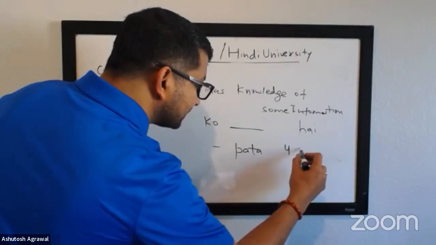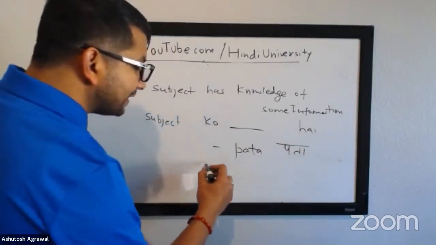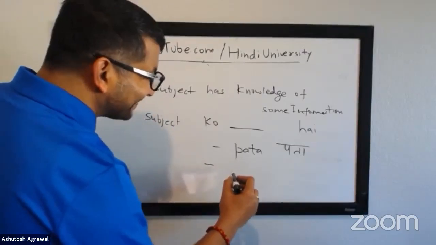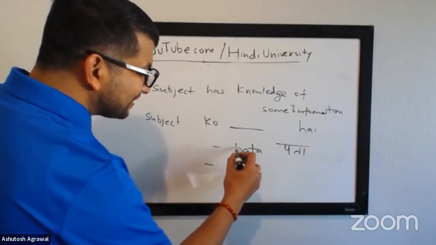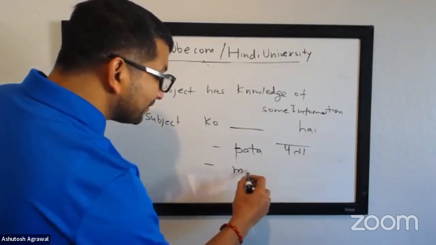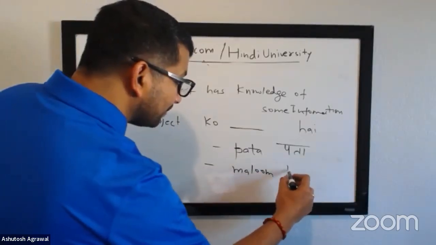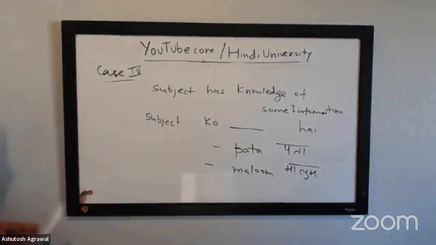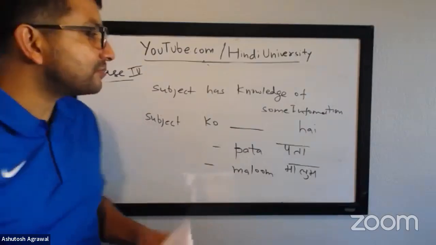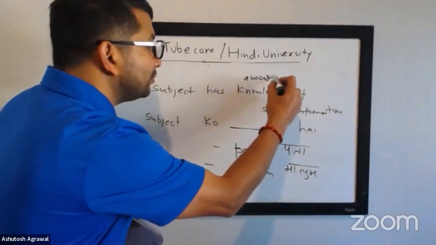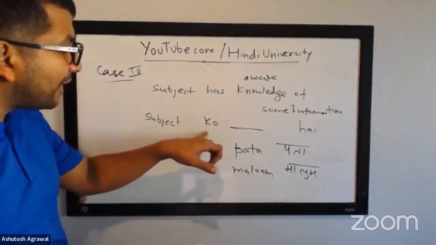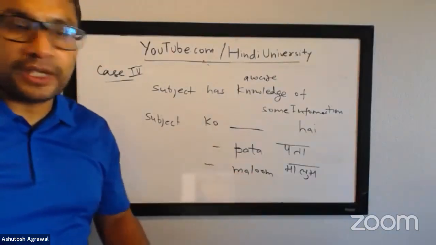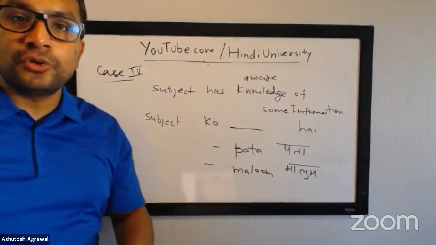Pata is also address, but in this case it's aware, right? And the second word is मुझे पता है. I know the address. Okay. And the other word is मालूम. Very good. मुझे मालूम है. So when the subject has knowledge of some information, they're aware of some information, in those cases the subject is also marked with को. John को पता है. John को मालूम है.